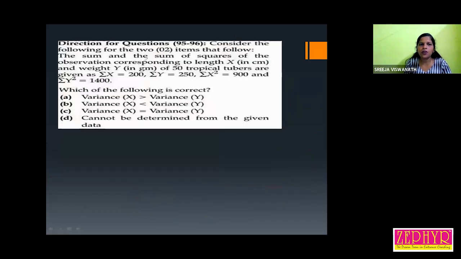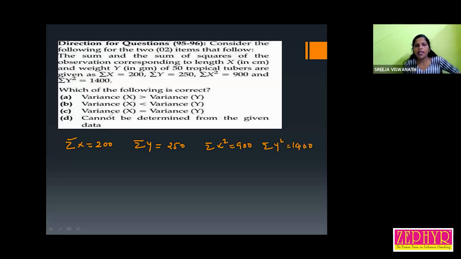Consider the following for the two variables. The sum and the sum of squares of the observations corresponding to length x and weight y of 50 tropical tubers are given as sigma x equal to 200, sigma y equal to 250, sigma x square equal to 900, sigma y square equal to 1400. Then which of the following is correct? Variance of x and variance of y. So we need to find the variance.